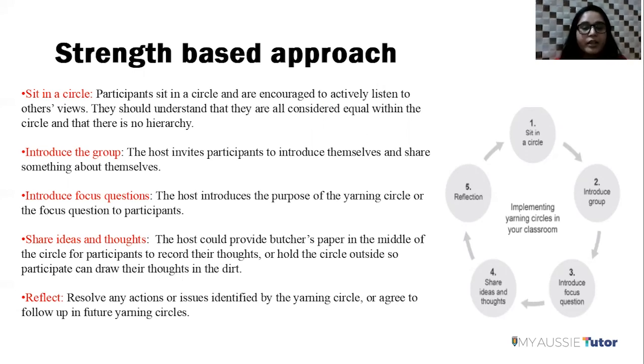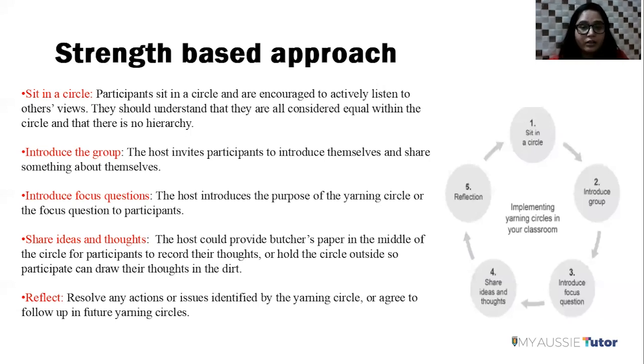and this is followed by sharing of thoughts and ideas. The host could provide butcher's paper in the middle of the circle for participants to record their thoughts, or hold the circle outside so that participants can draw their thoughts in the dirt. The last one is reflect. Resolve any actions or issues, evaluate the yarning cycle, or agree to follow up with future yarning cycles.